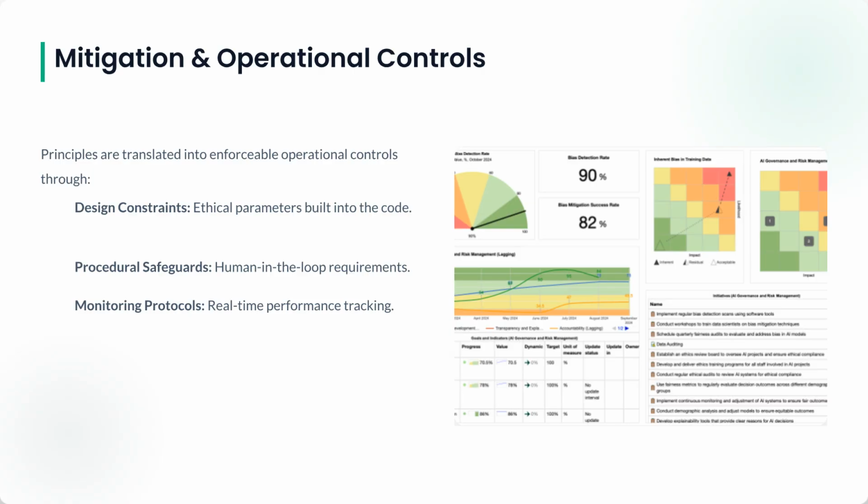Mitigation and operational controls translate principles into enforceable controls through design constraints built into the code, procedural safeguards like human-in-the-loop requirements, and monitoring protocols for real-time performance tracking.